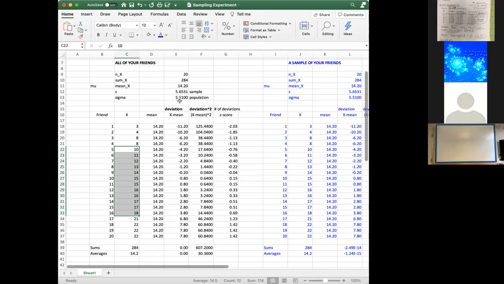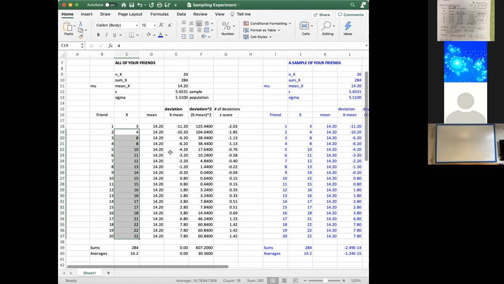How about two standard deviations? You know, one standard deviation is kind of like ordinary. Are there any of your friends who got way too much money or way too little money? What's two standard deviations? Let's take 2 times 5.5. That's $11. Let's add $11 and subtract $11 from the average. So subtract 11, I'd have $3.20. Add 11, I'd have $25.20.